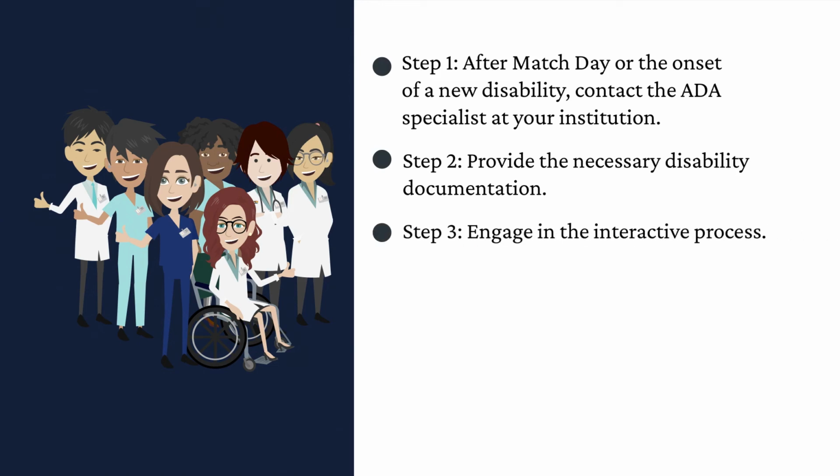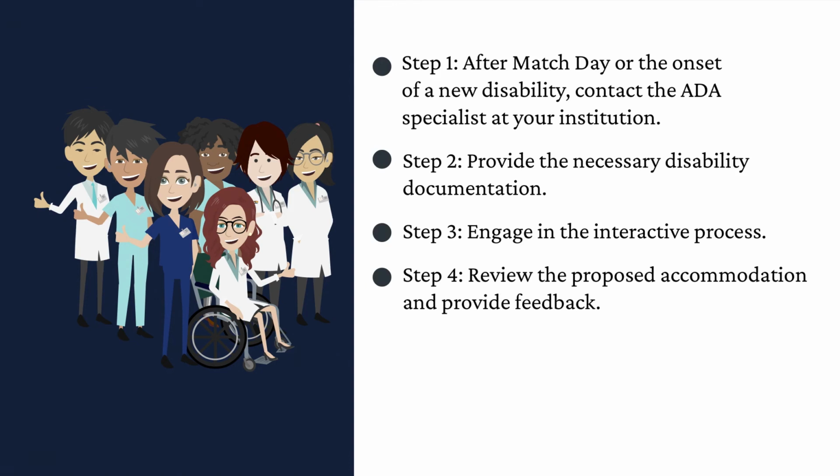Step 3. The ADA specialist will engage in the interactive process with your program director to help determine reasonable accommodations. Step 4. Together, you will review the proposed accommodation and provide feedback. If needed, steps 2 through 4 can occur multiple times before you get to an agreed-upon plan. Step 5. After review, if all parties agree, the accommodation is implemented.